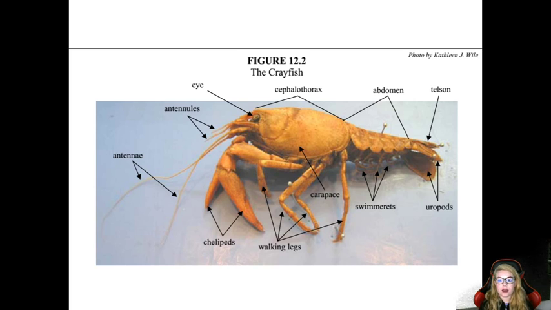And so we're going to dive into a 2-video section on the crayfish before we tackle perhaps a virtual dissection of this crayfish.